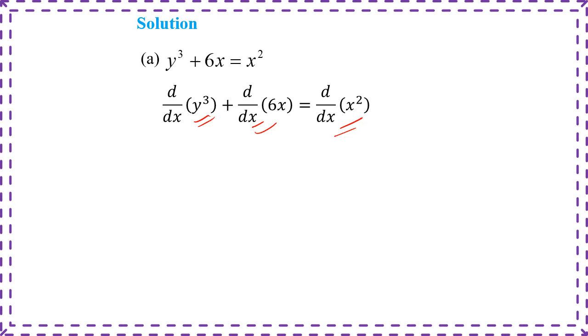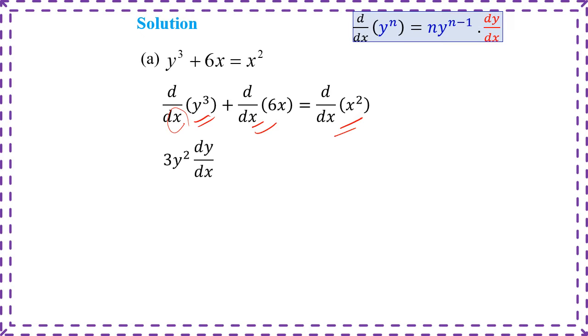So this first term is y to the power of 3. We want to differentiate with respect to x. It's not the same variable. So we need to apply the implicit differentiation, which is y to the power of n. So what we have here is n y to the power of n minus 1 multiplied by dy dx. So our n is 3 here. So it will be 3y, 3 minus 1, which is 2, multiplied by dy dx. Plus, differentiating 6x directly we get plus 6, equal to differentiating x squared, we get 2x.